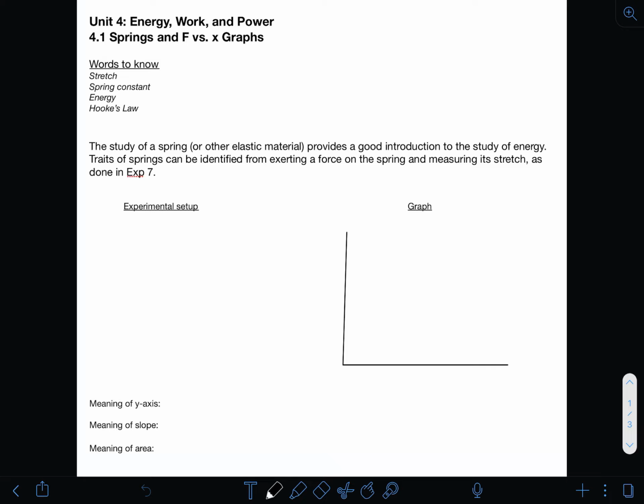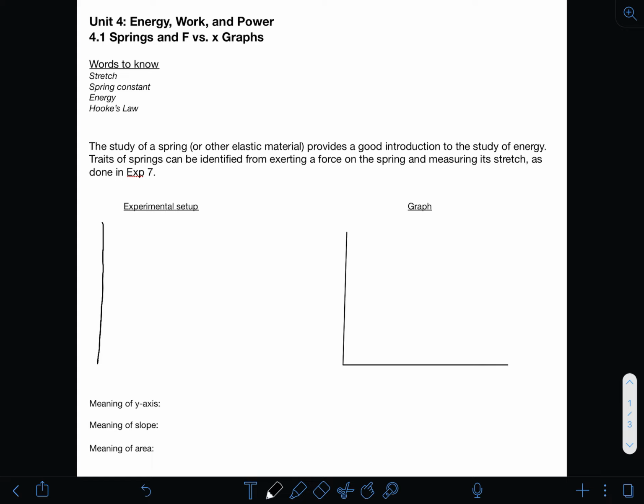Now, why are we starting our conversation about energy by looking at springs? Well, it's because the study of springs or other elastic materials provides a good introduction to the study of energy. We can identify some traits of springs by exerting a force on a spring and measuring its stretch. And this is what we were doing in experiment 7.